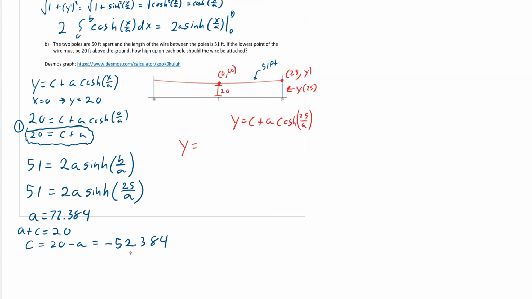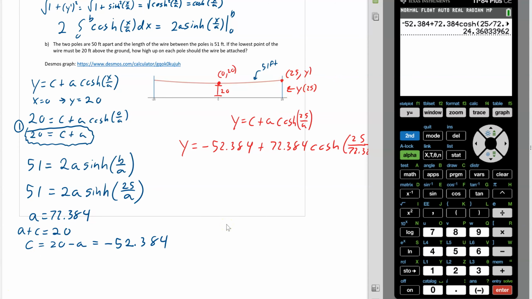So now y is equal to negative 52.384 plus 20 cosh. And again, we're plugging in 25 because we want to find where the wire is connected to the pole at 25, because that's where the poles are located. So 25 over, and then our A again is 72.384. Cosh 25 over 72.384. And we plug this in our calculator, and it'll tell us exactly where on the pole it should be.